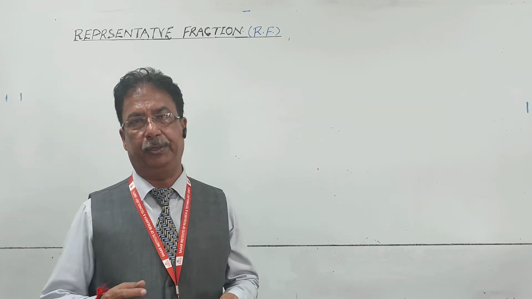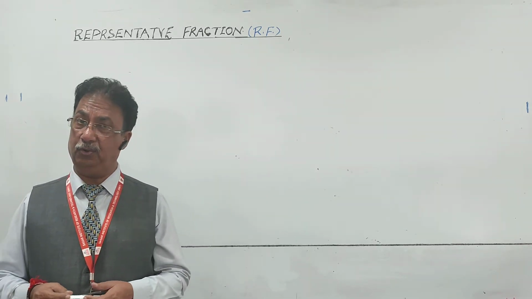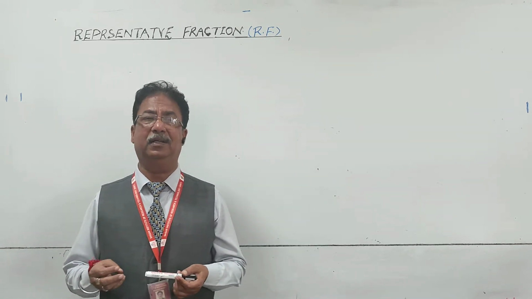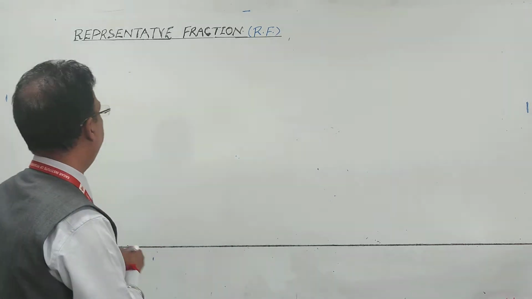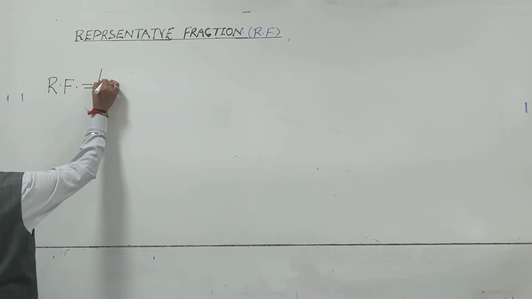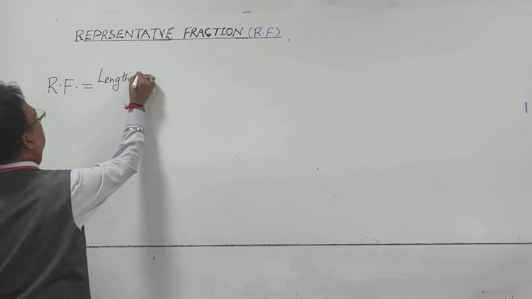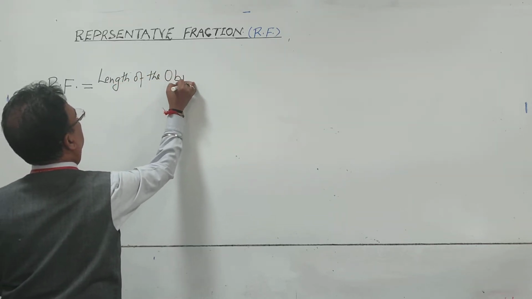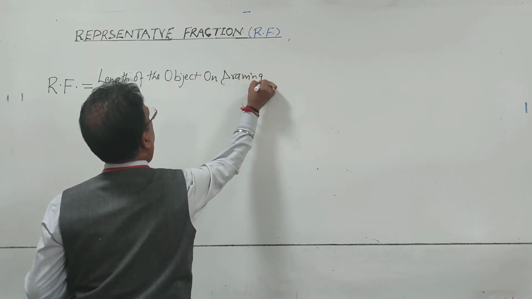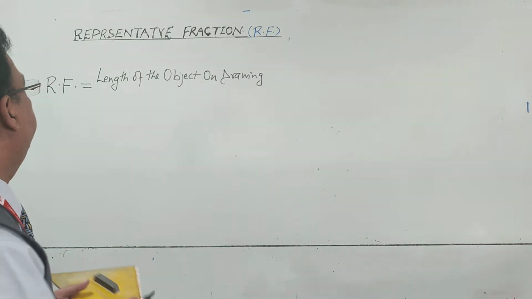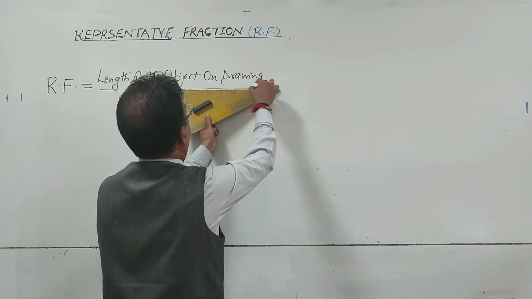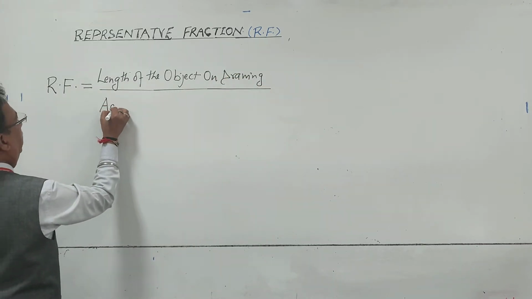Even the scale you are using from the school days has RF 1:1. Why 1:1? Because the length on that scale will be the same as the actual length. If you remember the formula for RF, that is representative fraction, RF will be equal to the length of the object on drawing divided by the actual length of the object.